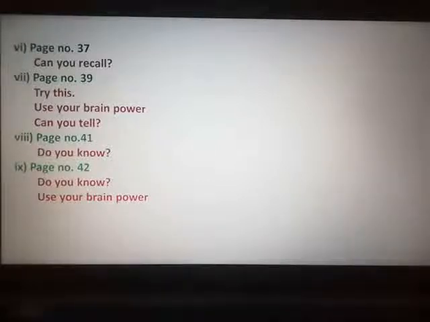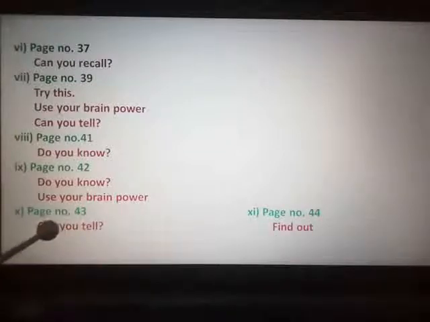Page number 43, on the top you have an activity, can you tell? Remove it. And on the same page towards the end you have a pink colored block. Do you know? Remove it. On top you have an activity, can you tell? 2 lines are there. Remove both the lines. And towards the end you have a pink colored block. Do you know? Remove that block.